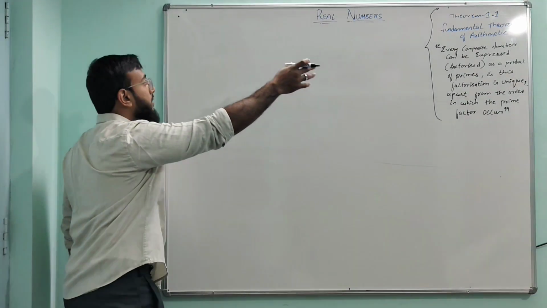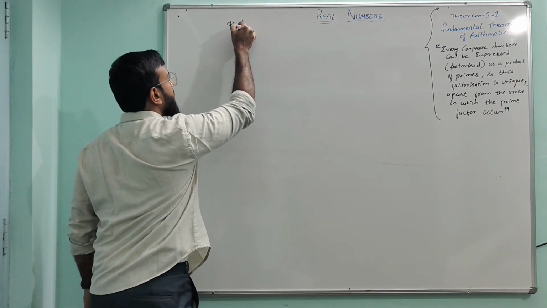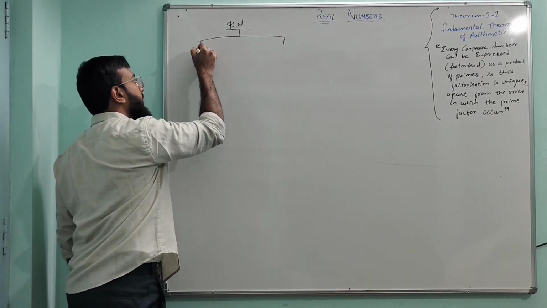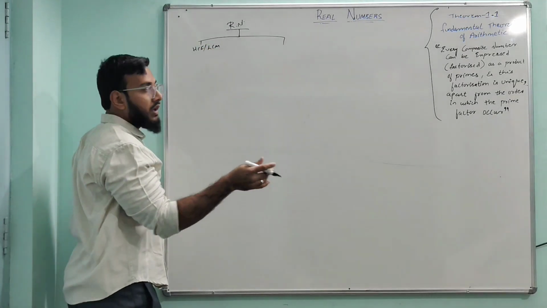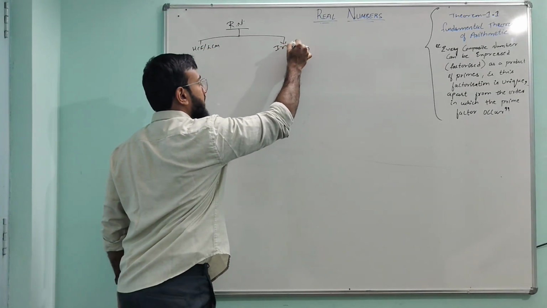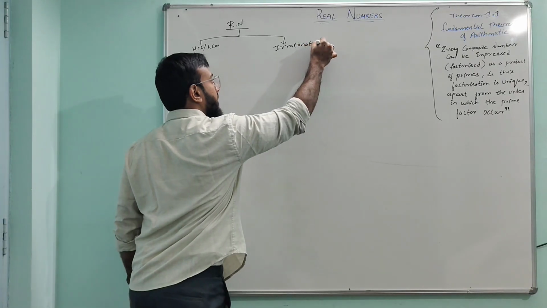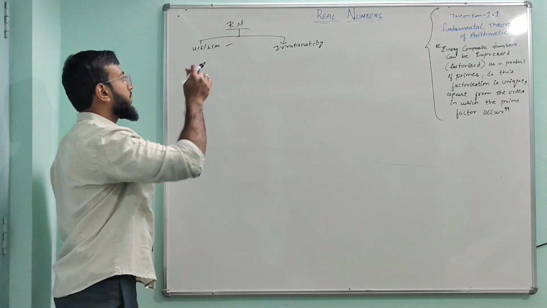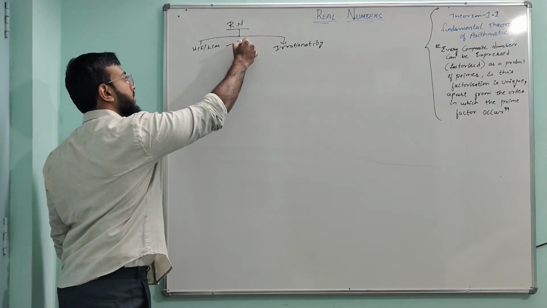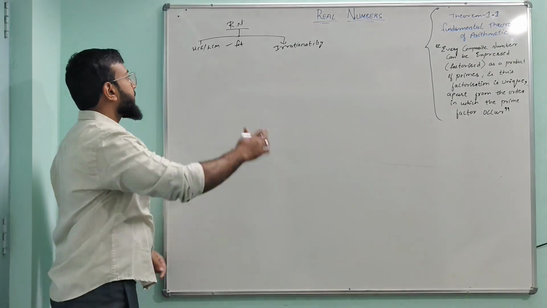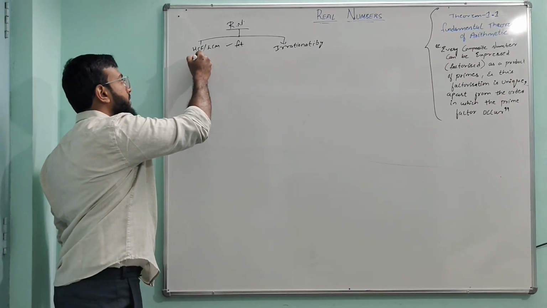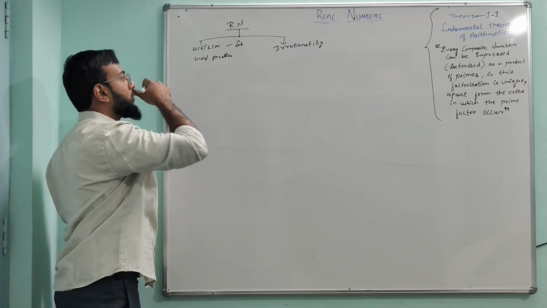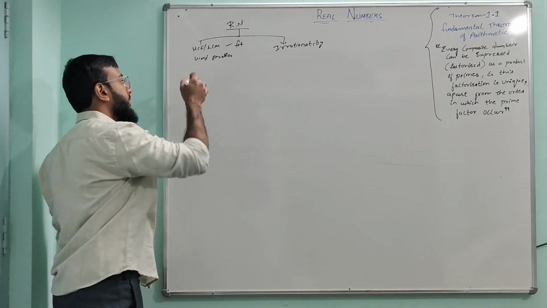This chapter, real numbers, is divided into two parts. One is HCF and LCM, and the second is irrationality. In HCF and LCM, you get problem solving. The problems are related to the factorization method. You need to solve the problems for HCF and LCM. Then you get word problems, and also the relation between LCM and HCF.